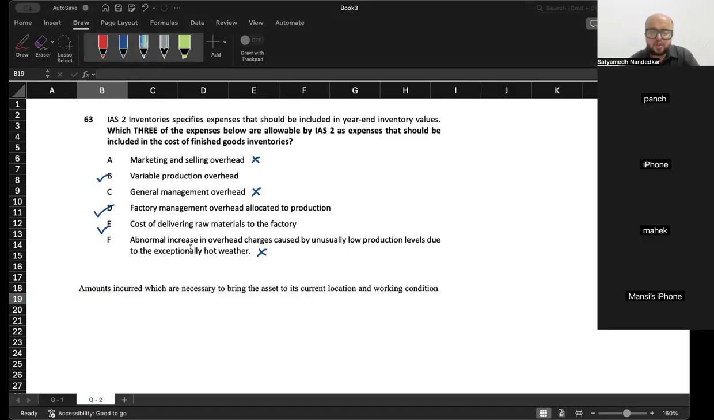Okay. So cost of factory management, to run the factory, what all costs are you incurring? You bring those here. Okay. Have a look. Tell me if there is something you want me to clarify.